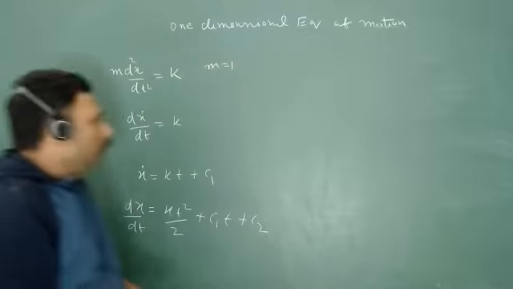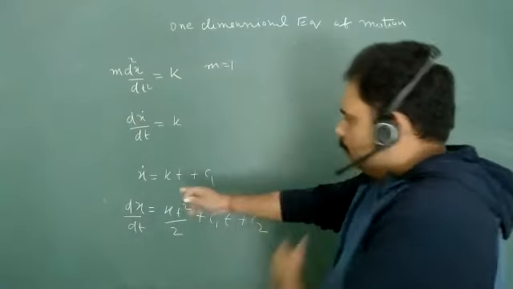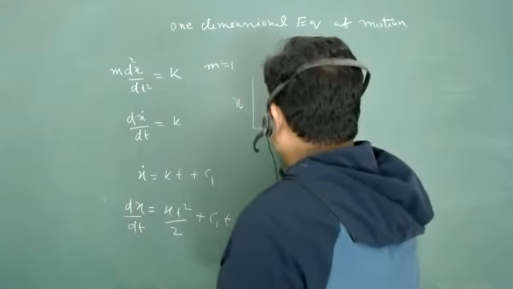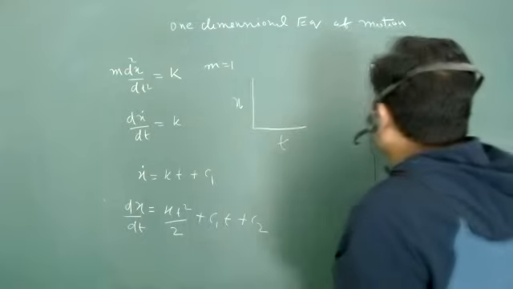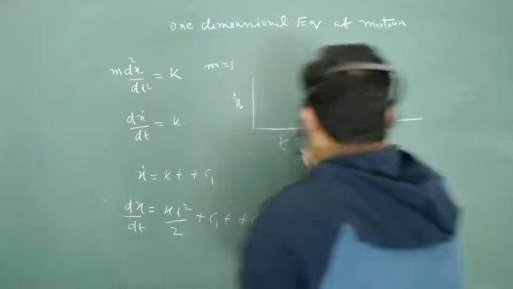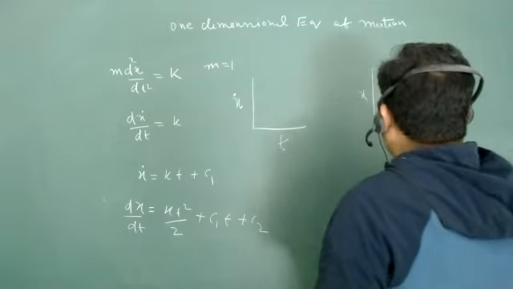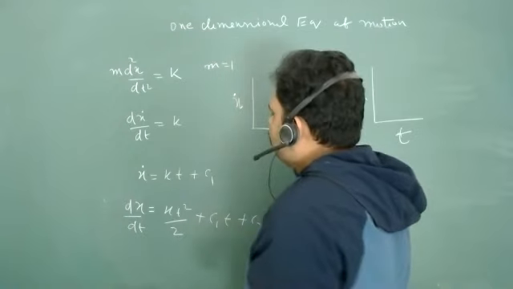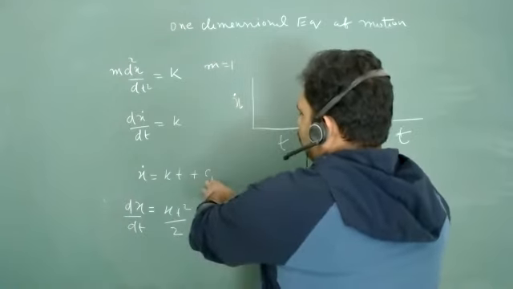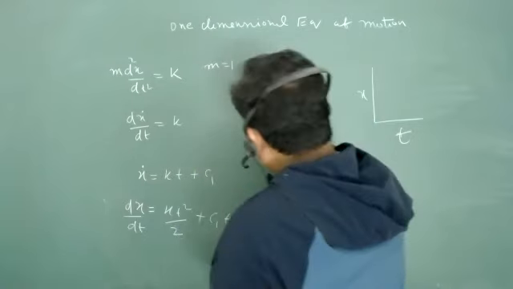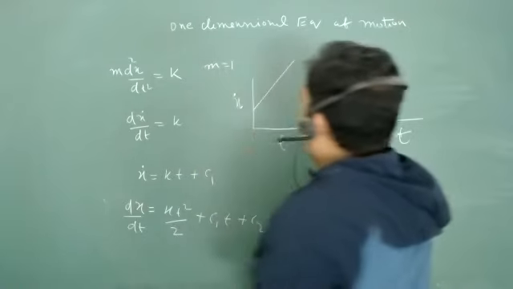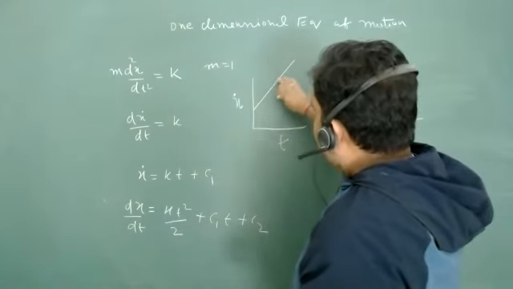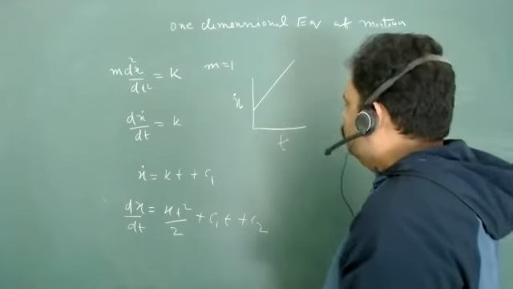So what will be my position? First I will go for x dot as a function of t, then we will go for x as a function of t. What will be this equation? This will be just a free particle. At t is equal to 0, again you will start, but this will be a constant slope. This is your velocity. So every time your velocity is increasing linearly with time.